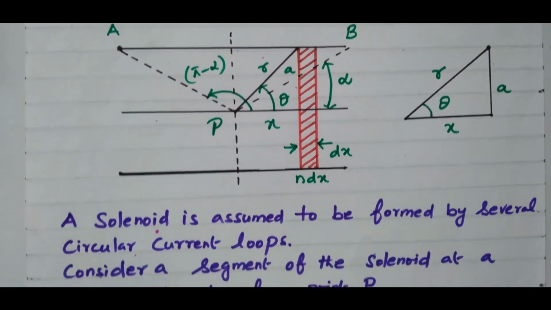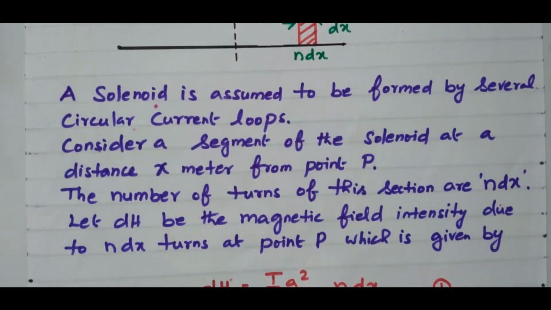Right, now we'll see the description. A solenoid is assumed to be formed by several circular current loops. The circular current loop derivation is available in a separate video. You can refer to that. In this solenoid, we are assuming there are n number of current loops. Each and every coil is a current loop. Consider a segment of the solenoid at a distance x meter from the point P. We consider one segment dx at a distance x meter. The number of turns in this section is n into dx.